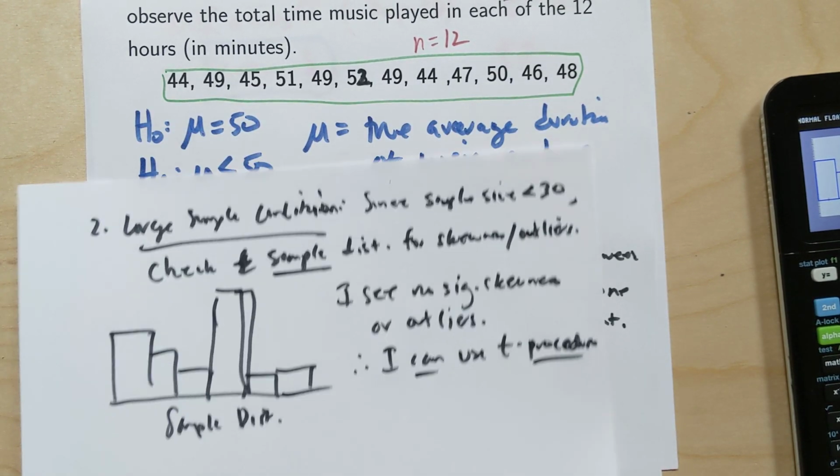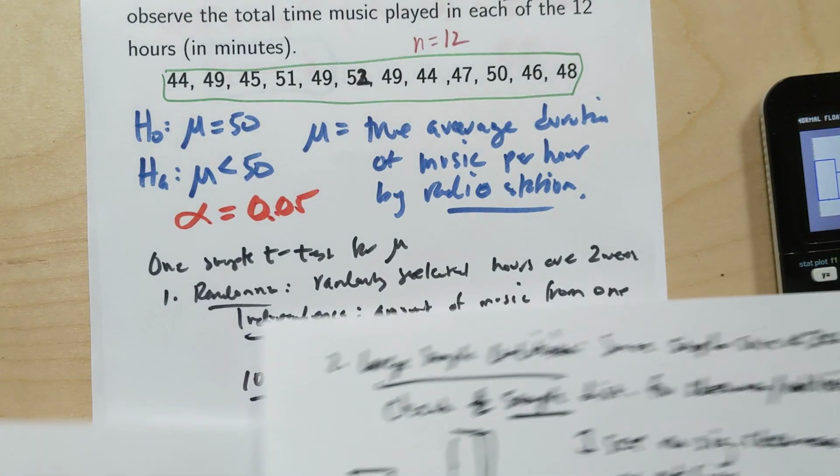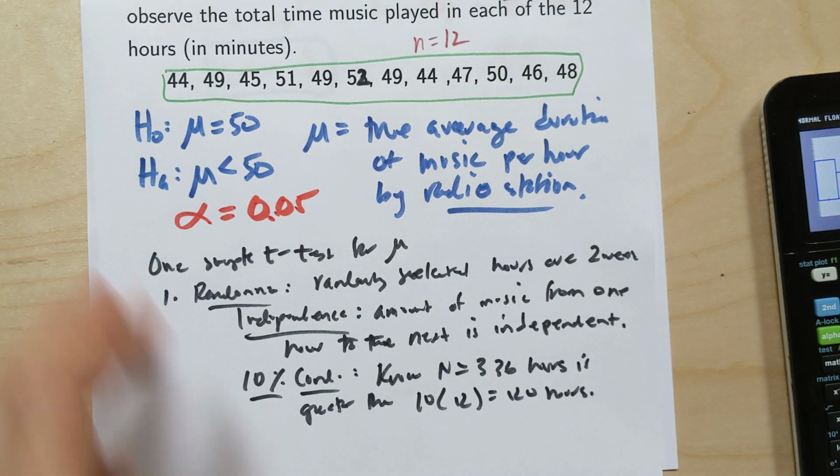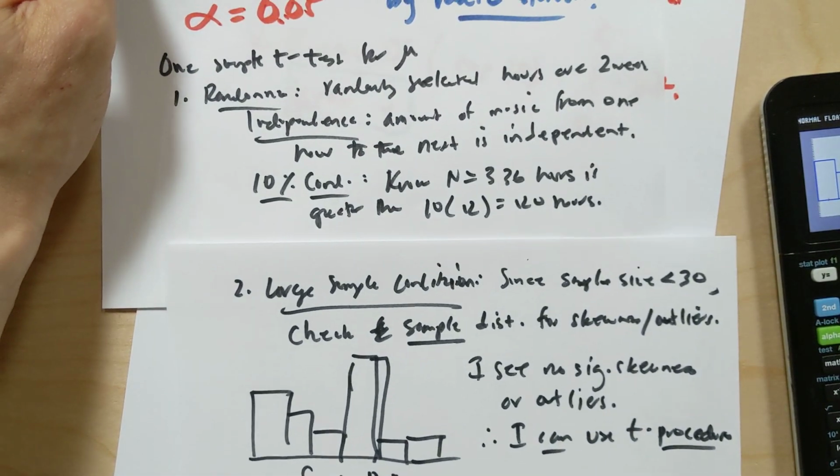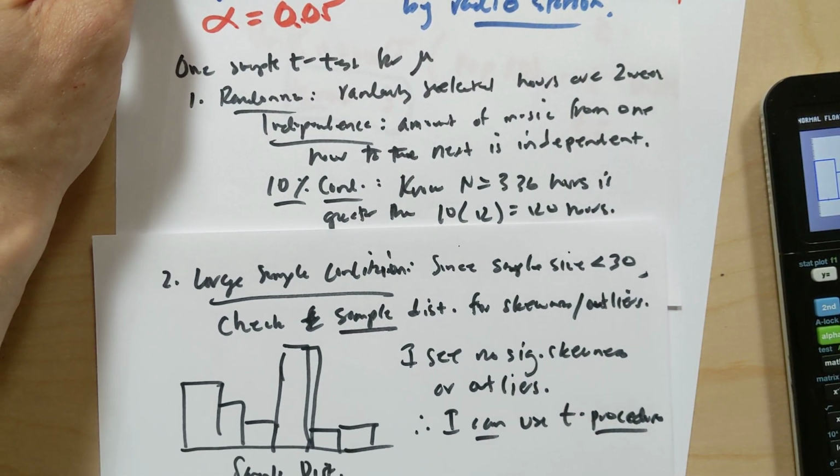All right, so that was all the most annoying part. Remember that checking the conditions is always really the most annoying part of the procedure. I had to do two things. I checked for randomness and independence, and then I checked the large sample condition because we wanted to do a t-test.